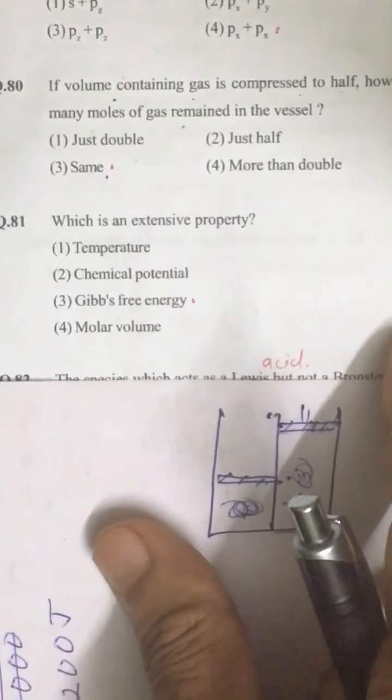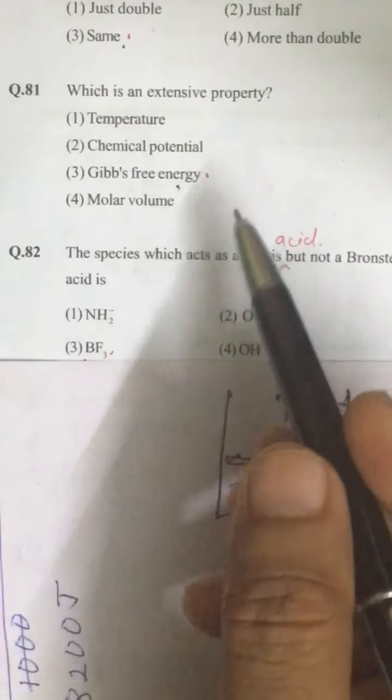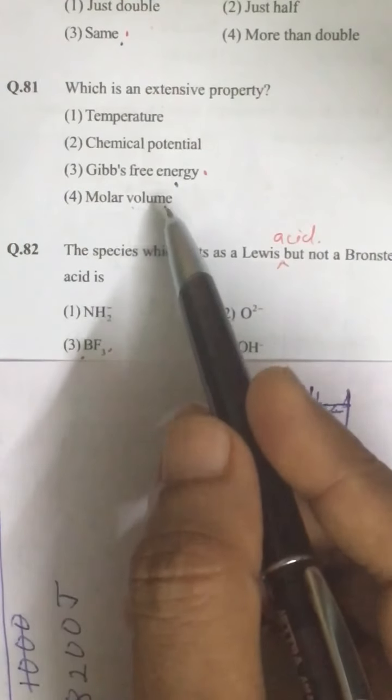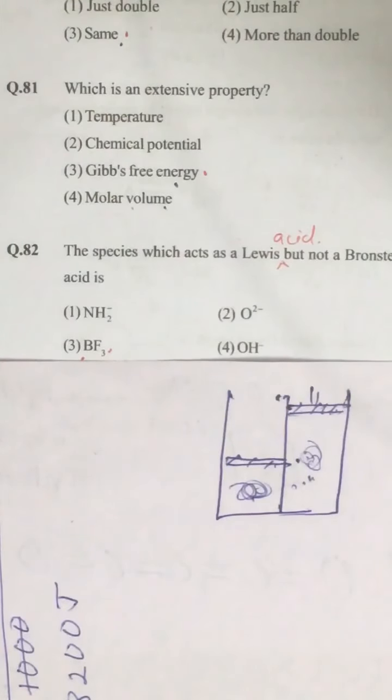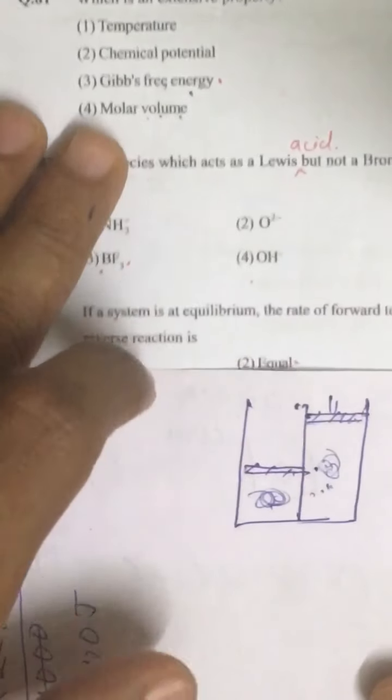Question number 81. Which of the following is an extensive property? Now delta G, delta H, etc., they are all extensive properties. And molar volume, see, volume is an extensive property, free energy is an extensive property. When we say molar free energy, it becomes intensive. Molar volume is intensive, because that is volume per mole. So when an extensive property is divided by an extensive property, it becomes an intensive property. So molar volume is intensive. Correct answer is third option.